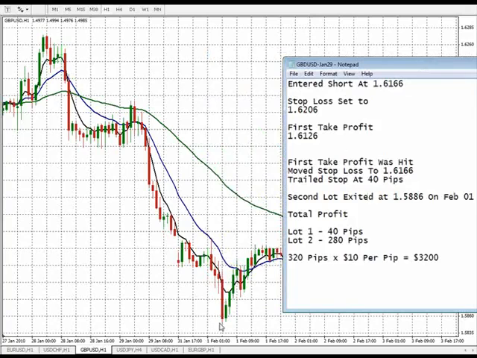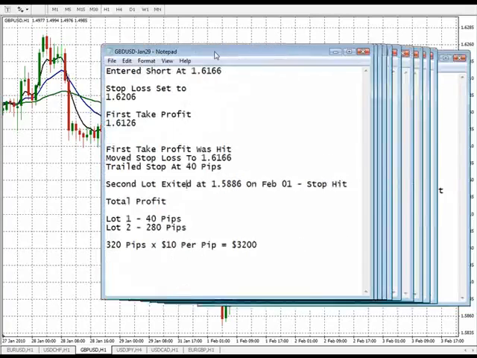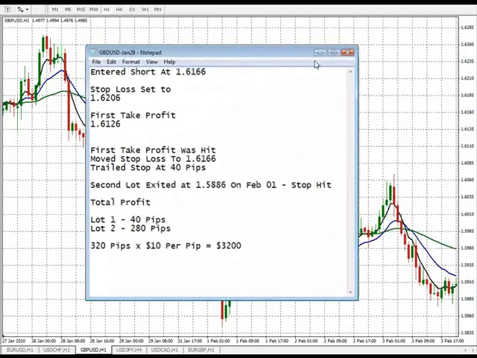Just taking a look here where we exited, the currency pair made its way all the way down to below the 1.5860 level, a few pips below that, and then it retraced, and our stop was hit on the second lot on the 1st of February. So quite a profitable trade. That gives you one example of how to use the system.